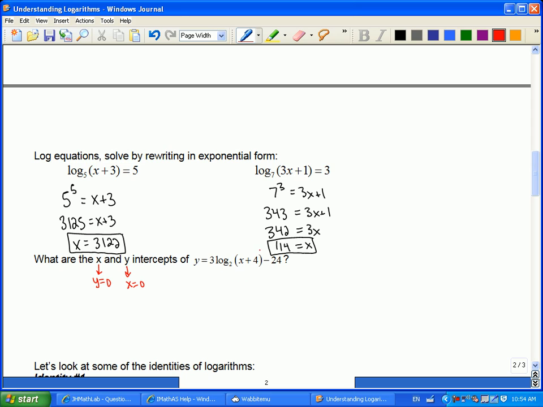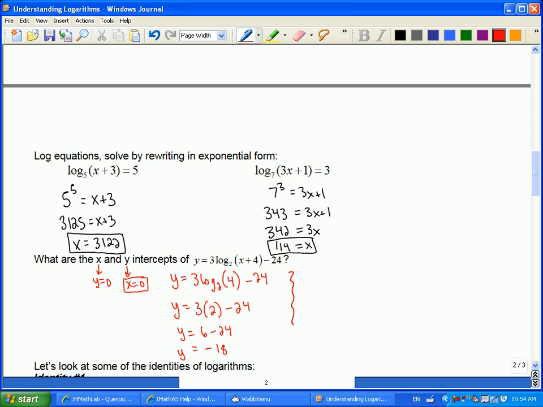So if I wanted to look at something like this and find the intercepts of it, let's start with the y-intercept. So for the y-intercept, x must be equal to 0. I can use that to figure out what the y value must be. So log base 2 of 4, what's that going to be? Two, yeah. So y is 6 minus 24. So it's going to be negative 18. So the y-intercept is negative 18 on this graph.